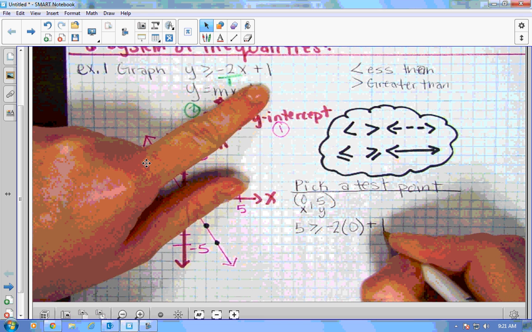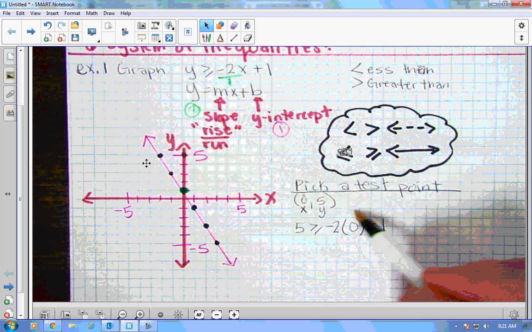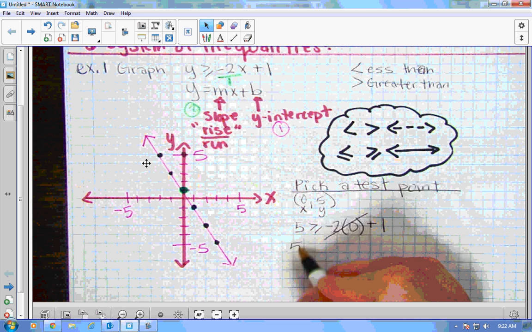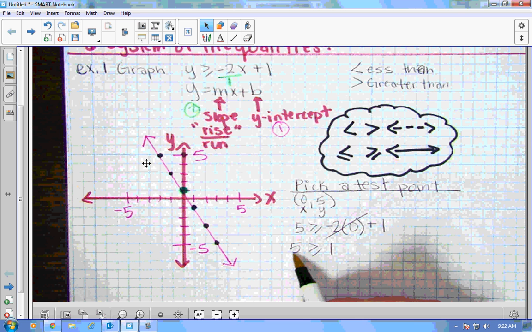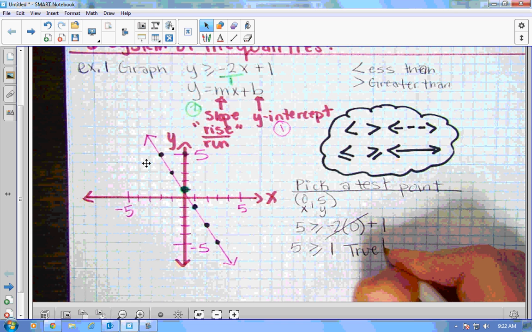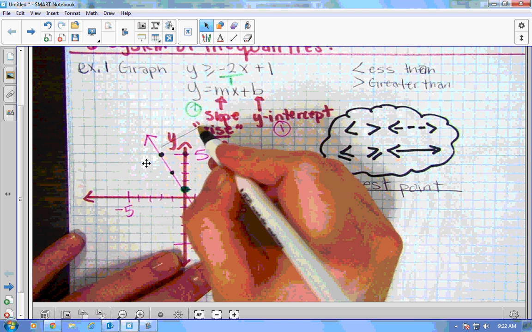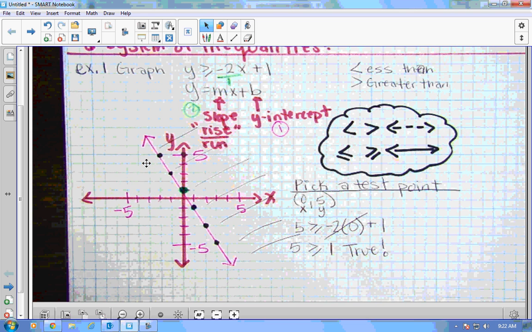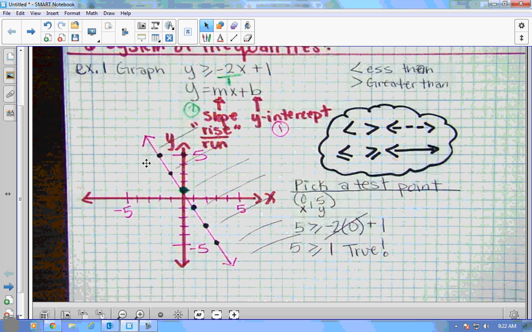And now what's really nice is if you pick your test point that's on the y-axis, you're using an x that's 0. Anything times 0 cancels out to 0. So now I have 5 is greater than or equal to 1. Is this a true or a false statement? Is 5 greater than or equal to 1? That is true. So the side that this point is on is true. So what we're going to do is we're going to shade everything on that side. So let me grab a crayon here and choose to shade it with a crayon. That's probably better.